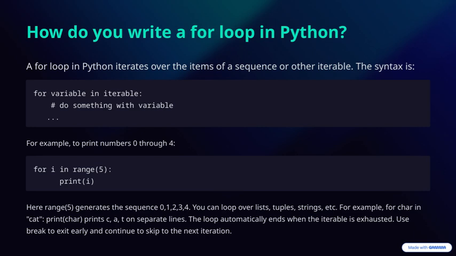Inside the loop, you can do anything with that variable, like printing it out or performing calculations. So in essence, a for loop in Python provides a clean, readable way to iterate over sequences or other iterable objects, making your code both efficient and easy to understand. This is a fundamental building block for automating repetitive tasks in programming.